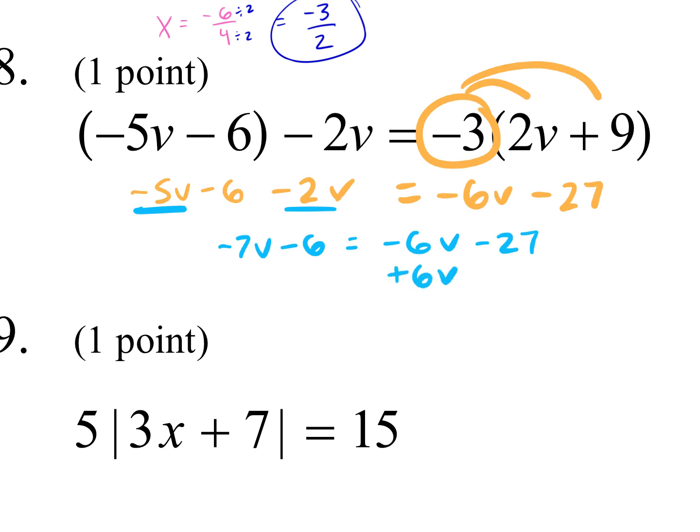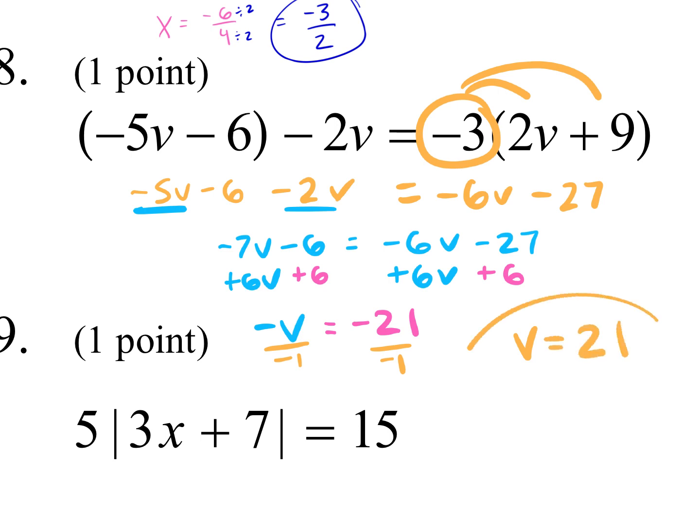We're combining like terms, so we add the 6v. So it would be negative v minus 6. I can also add the 6. What's negative 27 plus 6? Negative 21. So negative v equals negative 21. Perfect. Last step is we just have to divide by negative 1 to get the v all by itself. Negative 21 divided by negative 1 would be positive 21.